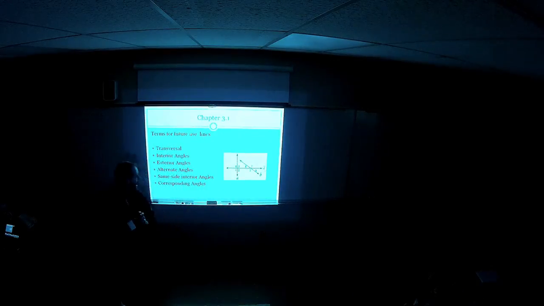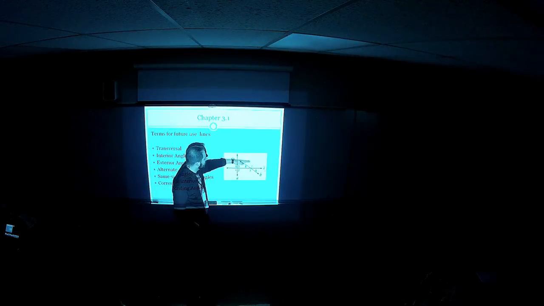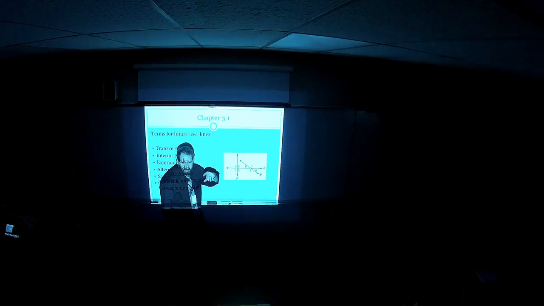Okay, do we have a same side interior group? Or is that that weird bonus group? Okay, I'll do that one. So same side interior. That'd be like 3 and 8. They're on the same side of the transversal. They're interior. And then my other group is 2 and 5. Okay, so that's same side interior. They're on the inside. They're next to each other.